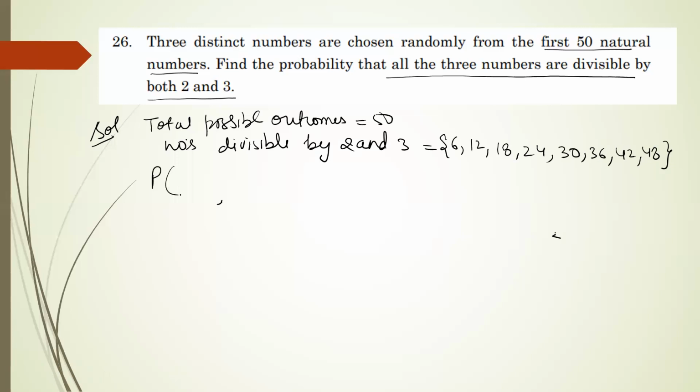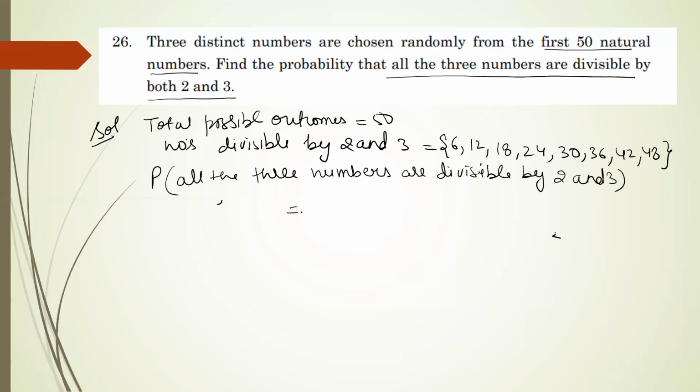Now, what do we need to find out? We need to find the probability that all the 3 numbers are divisible by 2 and 3. So how will you solve it? You just have to do 8C3 upon 50C3.